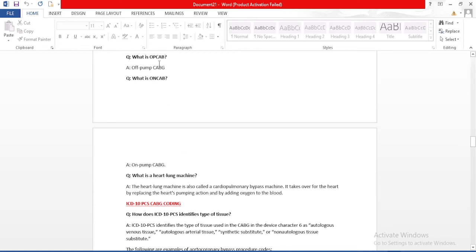So here, what does off-pump mean? Off-pump CABG means here the physician will not use a heart lung machine. So what is on-pump? On-pump CABG means here the physician will use a heart lung machine for the purpose of CABG. So off-pump CABG means no heart lung machine. On-pump CABG means with heart lung machine.